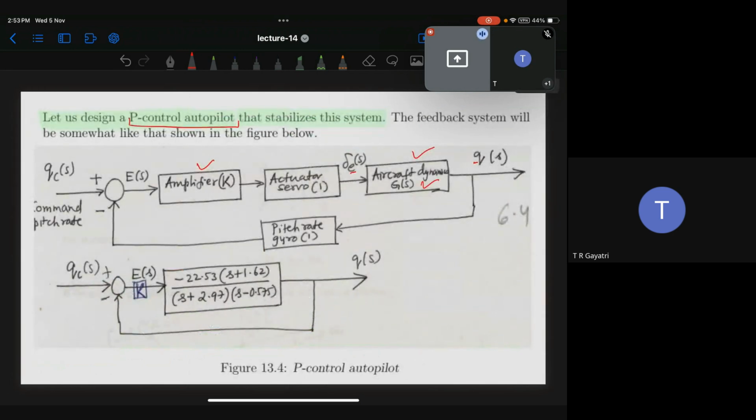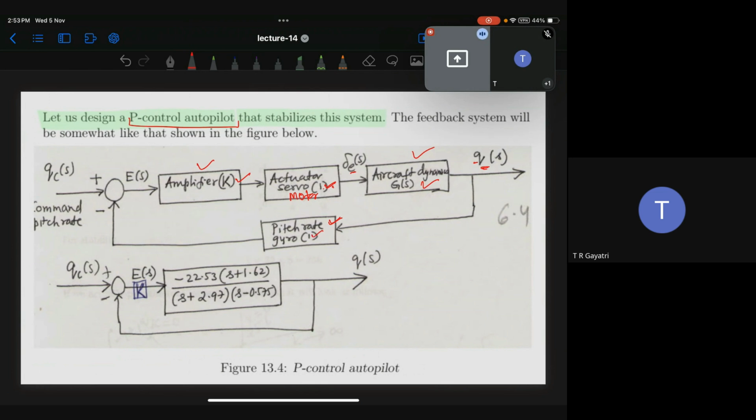The actuator means you want to move your elevator, the deflection plate, using a servo motor. Assuming its transfer function is 1. Then we have this proportional controller. Then we have this feedback, a sensor which measures the pitch rate, which also has a transfer function of 1.